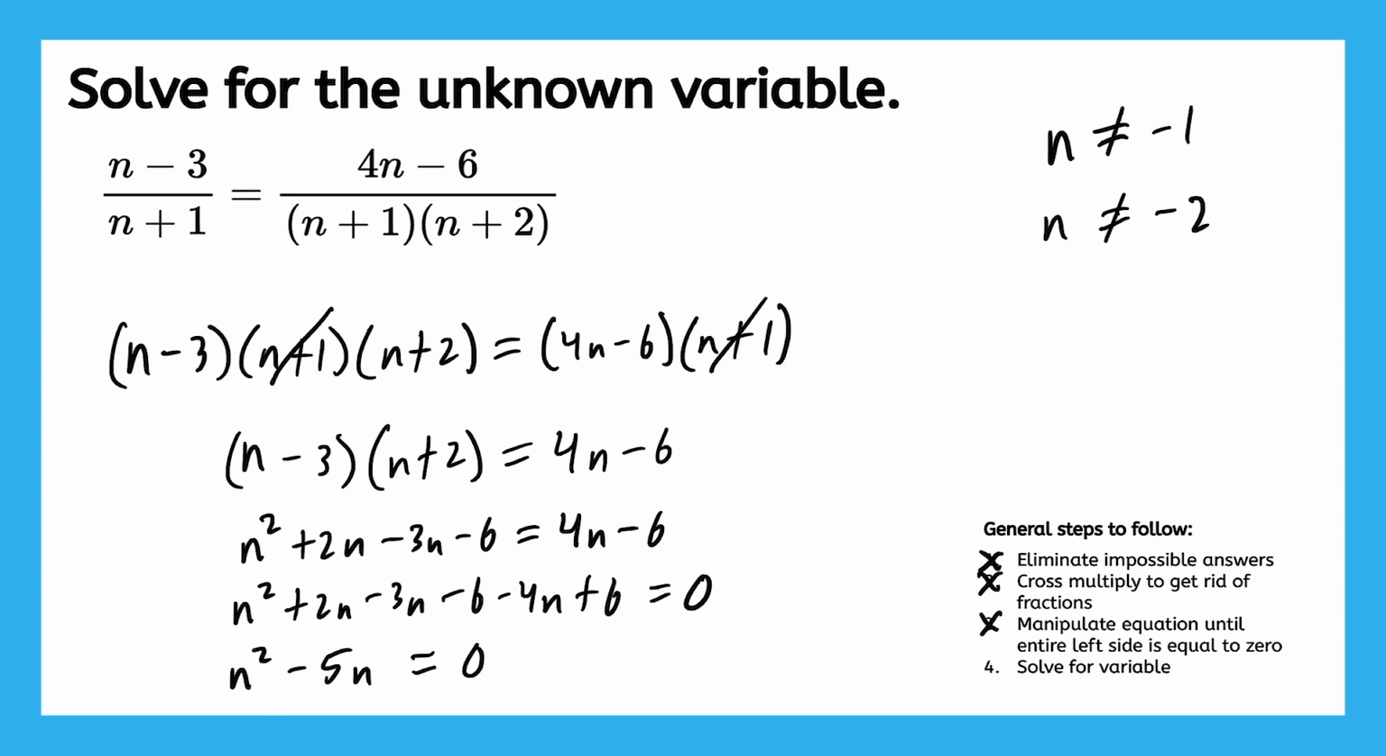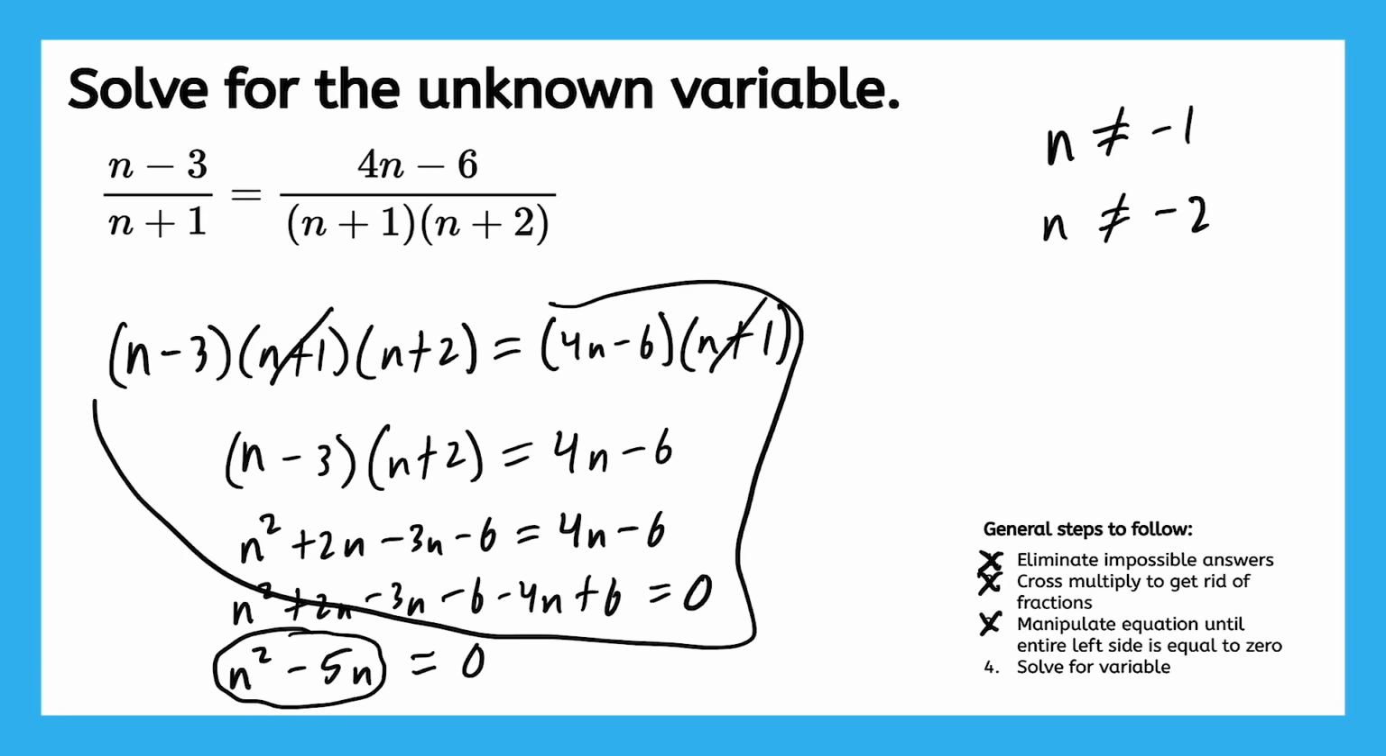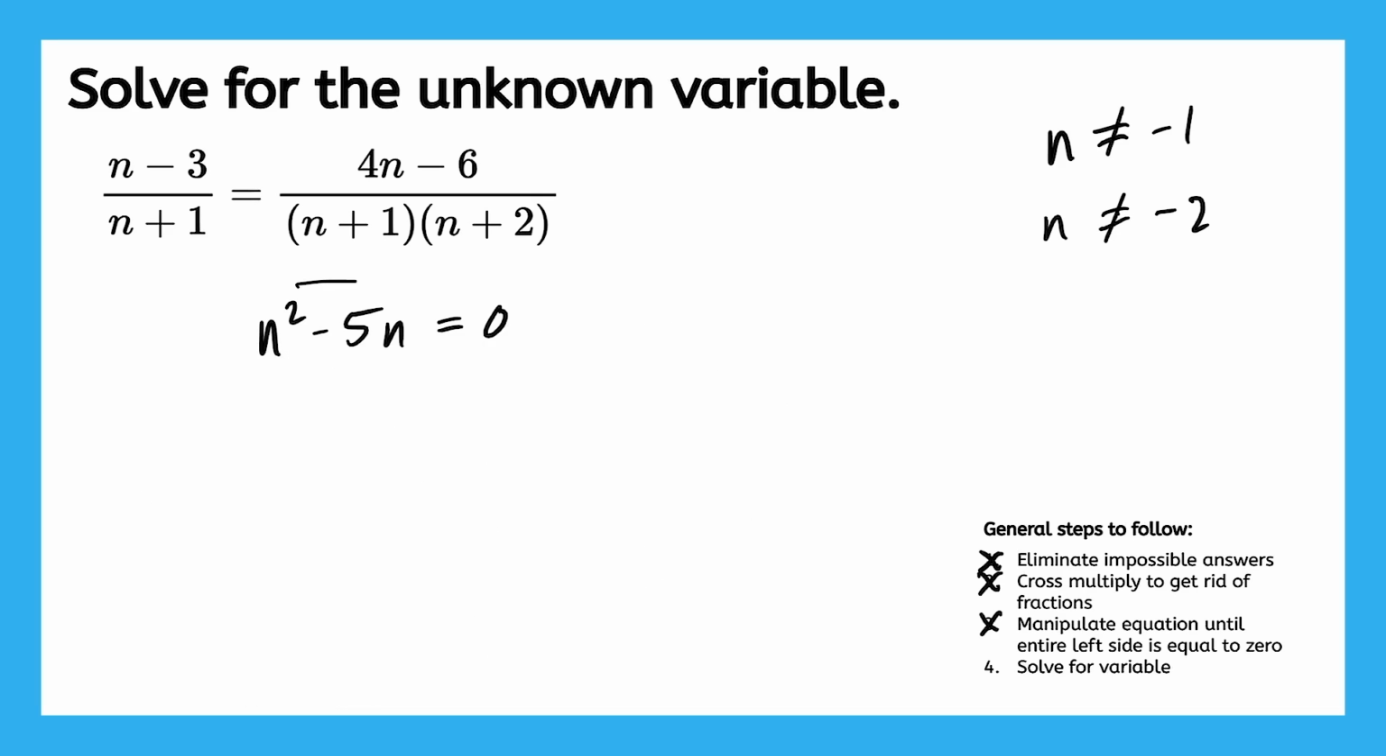Now, what can we do to find the value of n, or values of n? Well, we can just factor this side, and then set each factor equal to 0, and that will tell us the x-intercepts of the graph. That is, the solutions. So just for the sake of space, I'm going to erase all this, and then we'll continue working at the top. So right here on the left side, we can factor out an n.